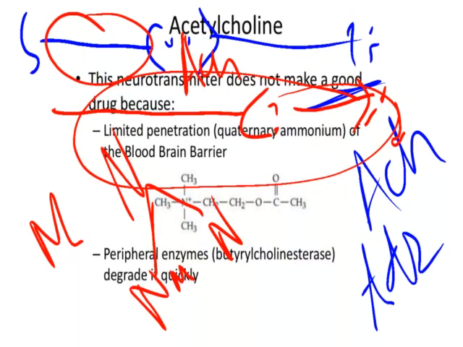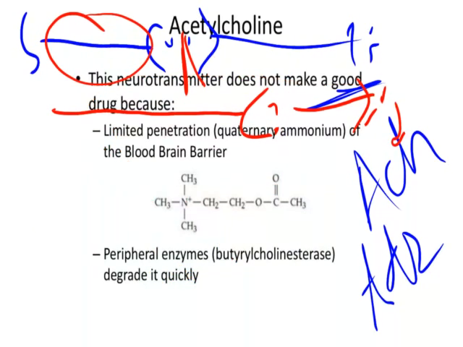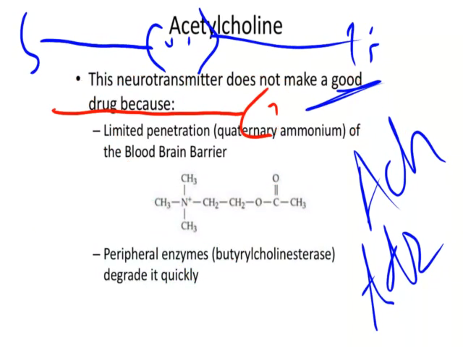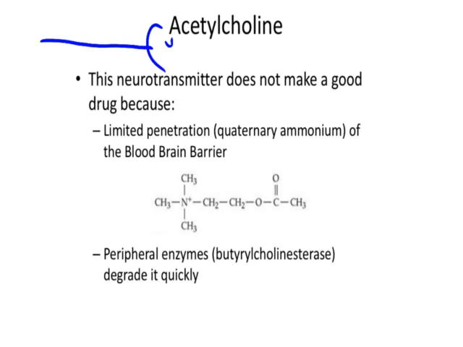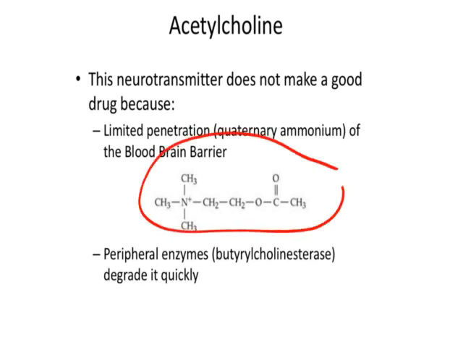Now we will move to the next part, that is acetylcholine, which is the neurotransmitter present in the parasympathetic nervous system. So we will see the information regarding acetylcholine. Generally, this is the structure of acetylcholine.